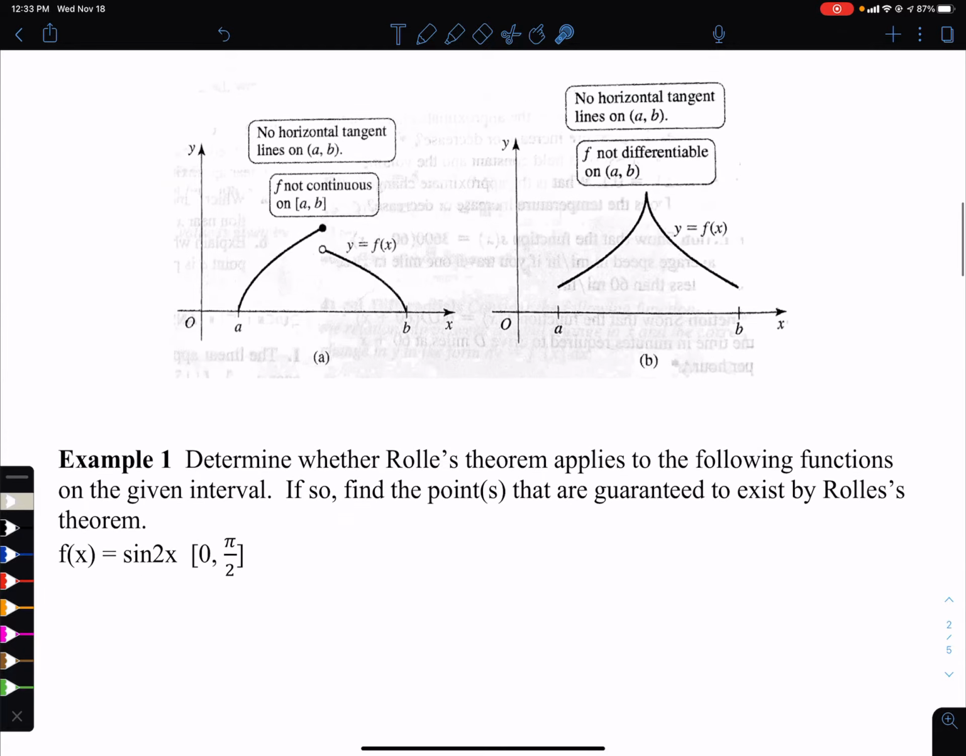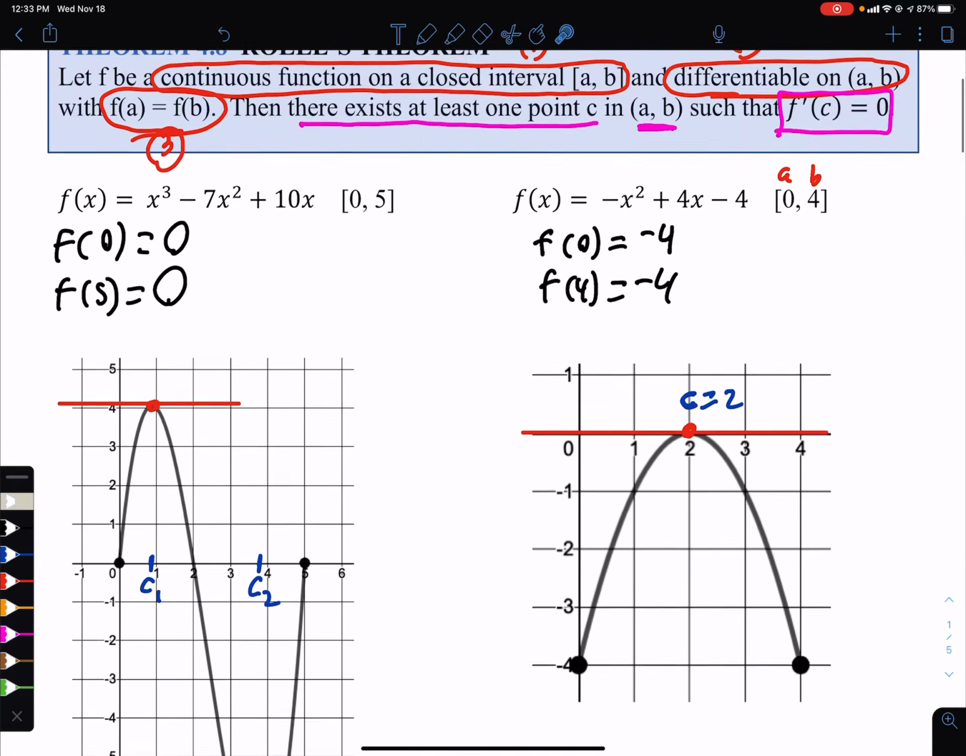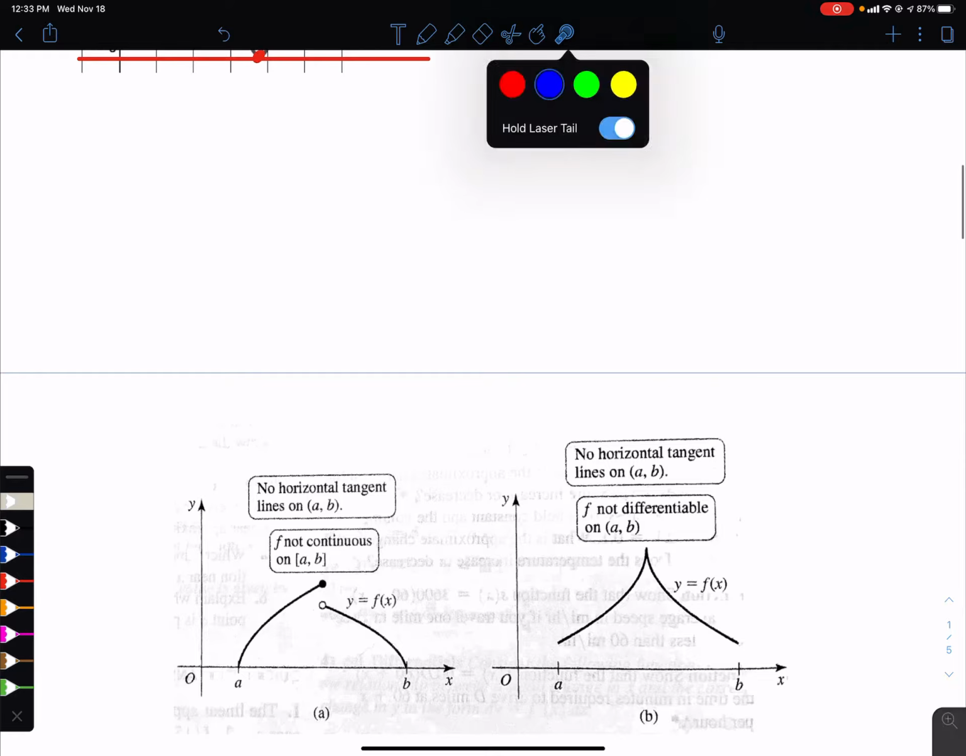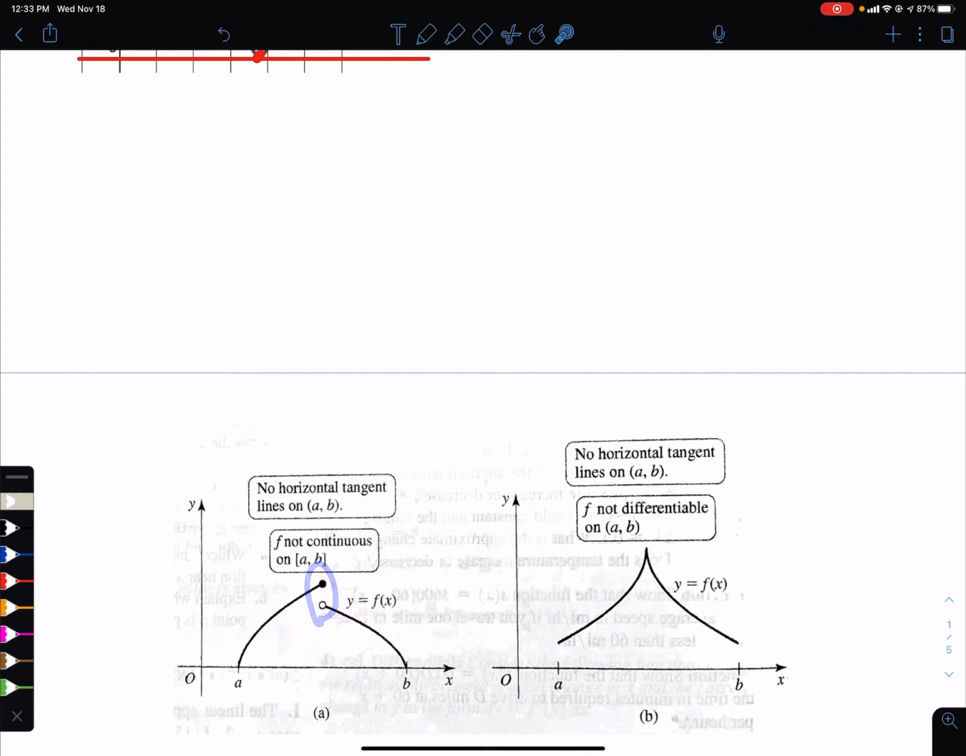But now, why conditions 1 and 2? Why continuous? I will show you. If you have a function that's not continuous, see that? Now my endpoints are equal. F of A and F of B both equal 0. But if you look, there is no place where the tangent line has a slope of 0. So continuity is a must in order to guarantee that.